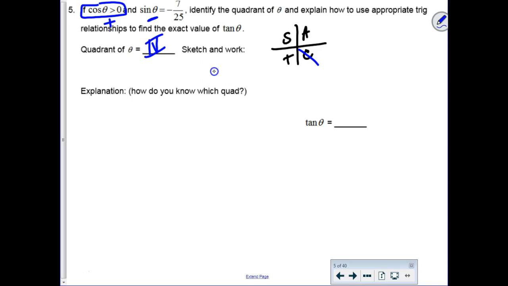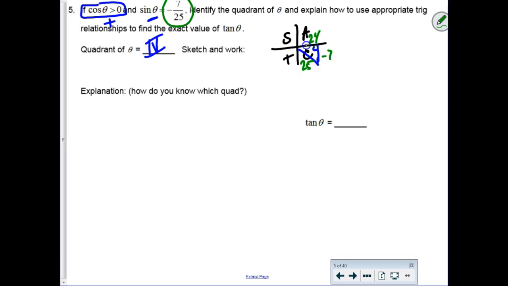Roman numerals or numbers work for me. You can even write out the word 4. I don't care. Just make sure you're in the right quadrant. And then it does say to sketch. So sine being negative 7 over 25. Watch who's the negative one, though, because remember, it's the opposite leg over the hypotenuse. And to find this missing leg, either use the reverse Pythagorean theorem where you have to subtract, or maybe you recognize the Pythagorean triple of 7, 24, 25.